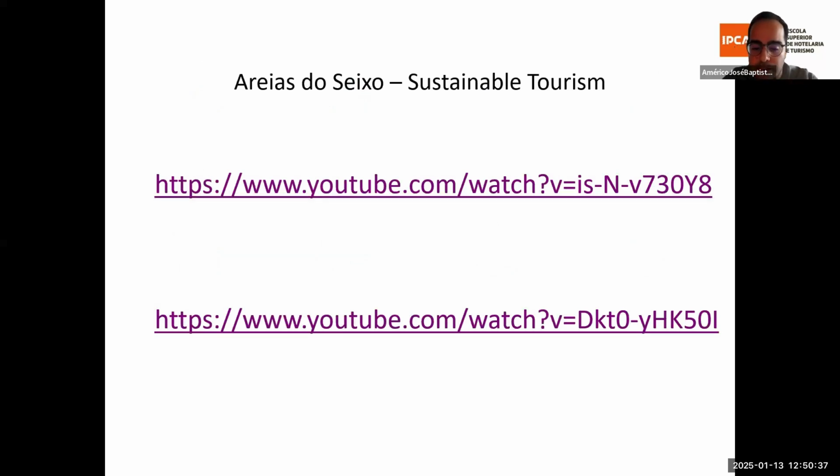Areias do Seixo serves as an example of conscious luxury, offering guests a unique and inspiring experience in harmony with the environment. Through innovative, eco-friendly practices and mindful management, the hotel aims not only to provide an unforgettable stay, but also to promote a positive impact on nature and the surrounding community.